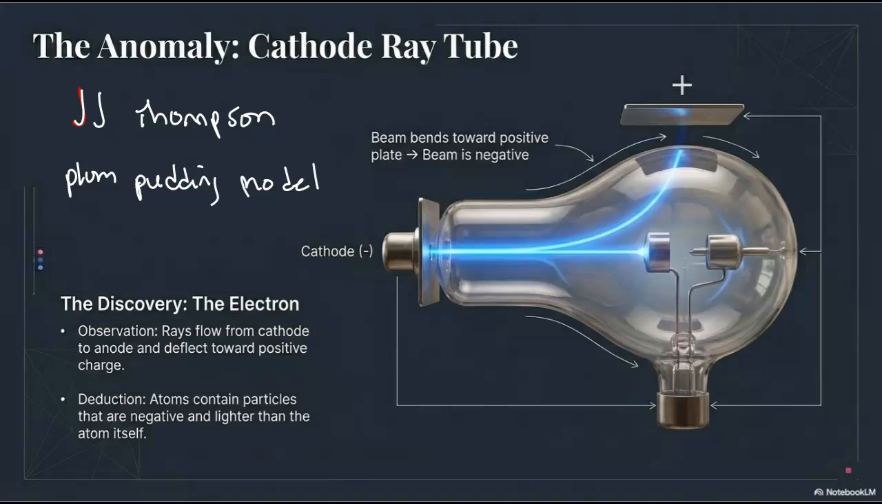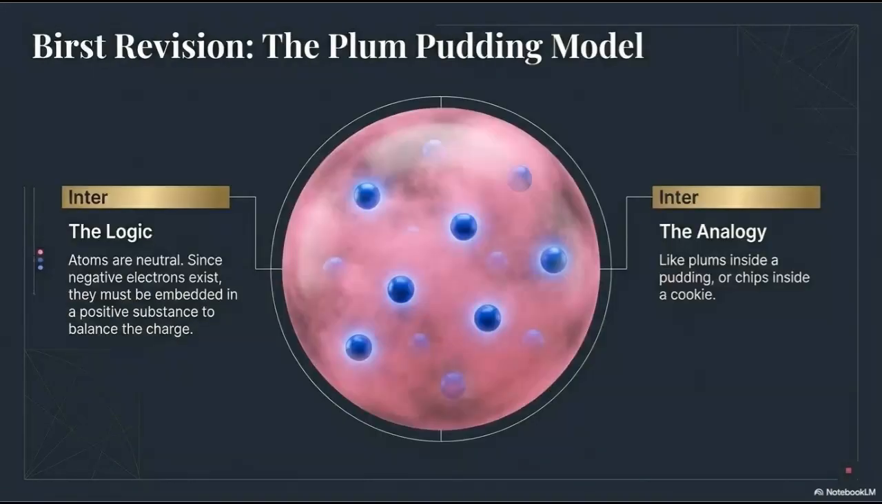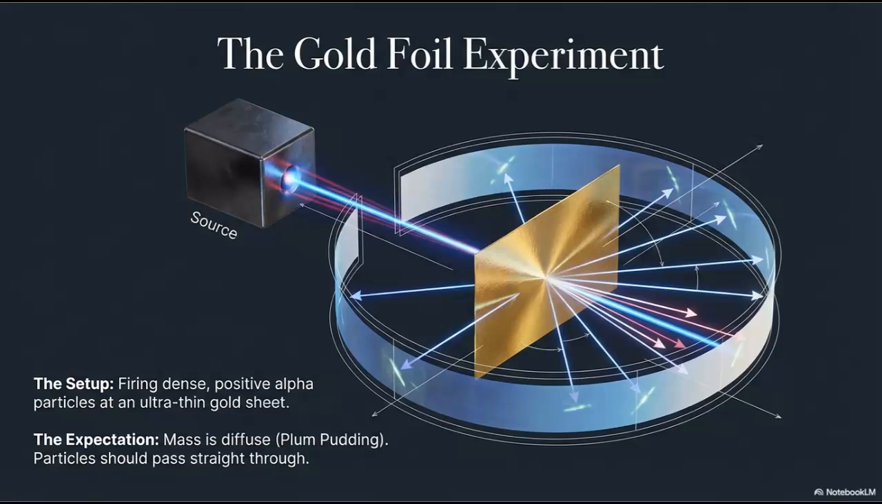Then as we move forward, we now have a German. Okay, so this is just the plum pudding that I just mentioned, so not going over that again. We have this German called Rutherford. And Rutherford was all about the gold foil experiment.